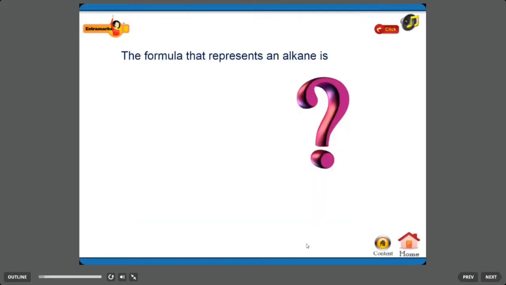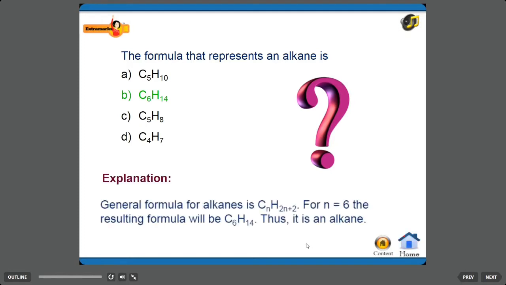Now it's time to have a learning check. The formula that represents an alkane is, and your options are C5H10, C6H14, C5H8, and C4H7. The correct answer is option B, C6H14. The general formula for alkanes is CnH2n+2. For n equal to 6, the formula obtained will be C6H14. Thus it is an alkane.